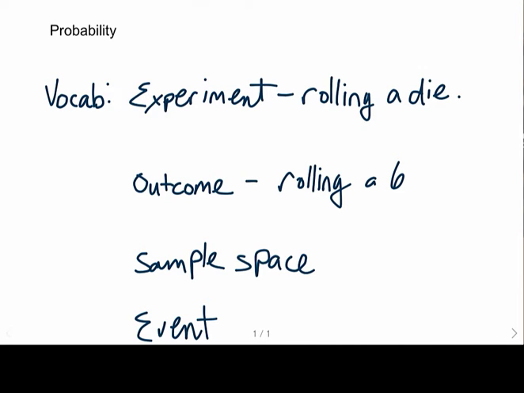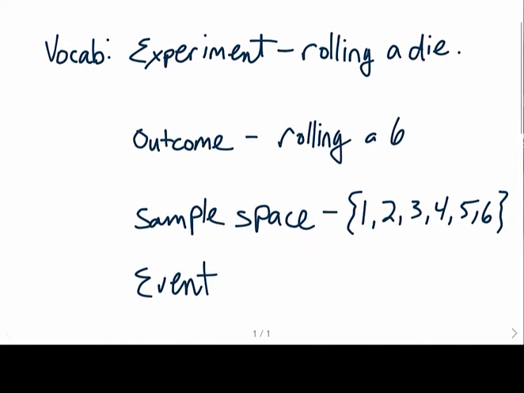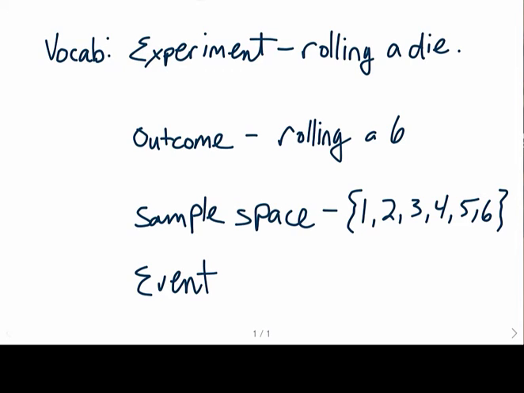The sample space is just the set of possible outcomes. So for rolling a single die, the sample space would be getting a 1, 2, 3, 4, 5, or 6. And an event is basically like specifying outcomes. So an example of an event might be rolling at least a 4.